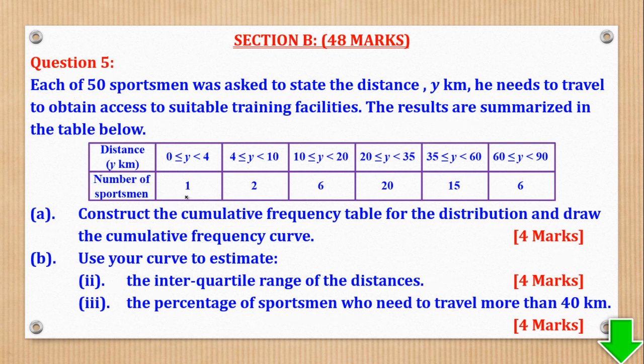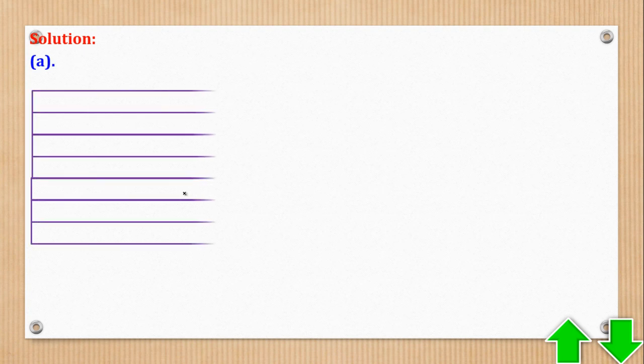So this question is under grouped data, and questions for grouped data are easily done by tabulation. Because they need the cumulative frequency, we need to get a column of cumulative frequency. So for the cumulative frequency table, we shall first draw the table again. The distance, we shall do that.